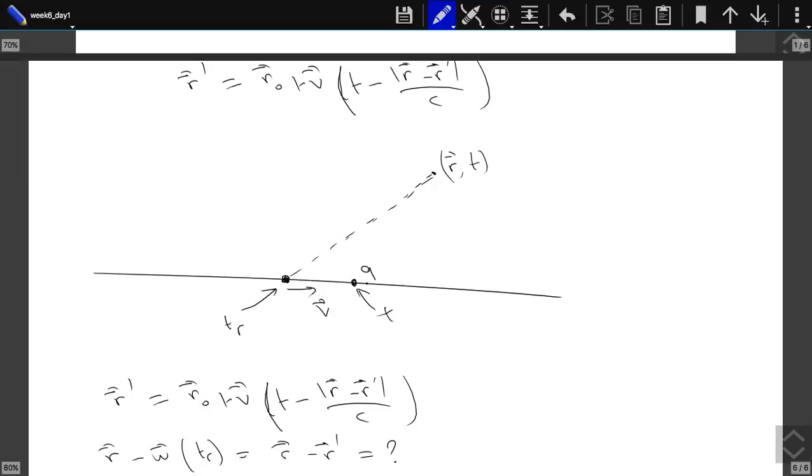Omega is the position of my particle. You see, the position of my particle is given by this expression. Omega is the position. So if it's moving at constant velocity, the position of my particle at the time t is equal to r0 plus v t. Now I need to determine, for this case, that distance.